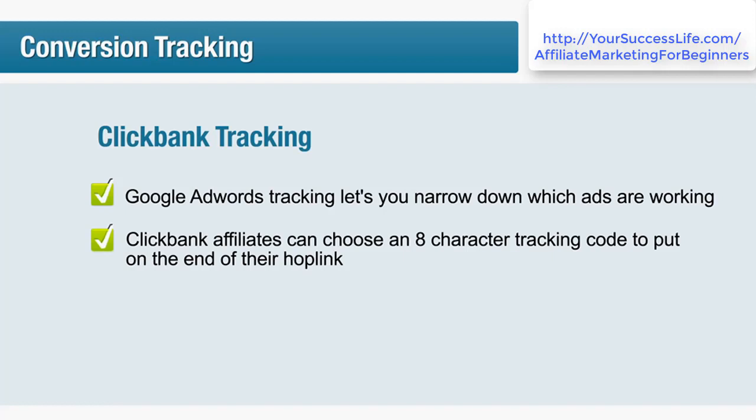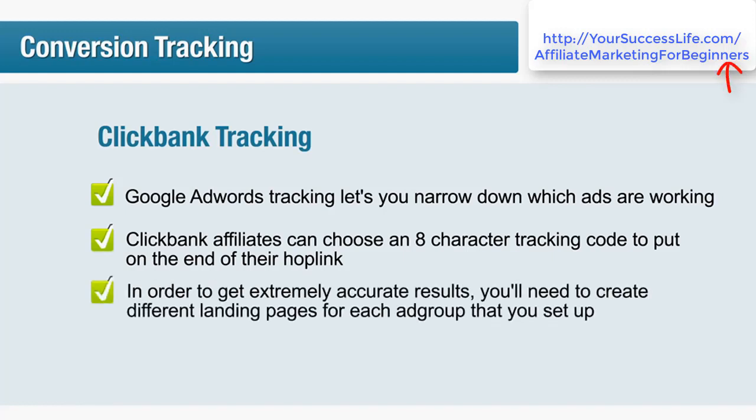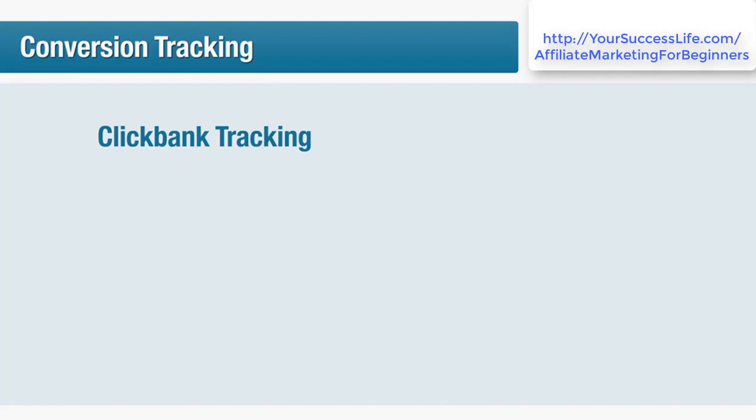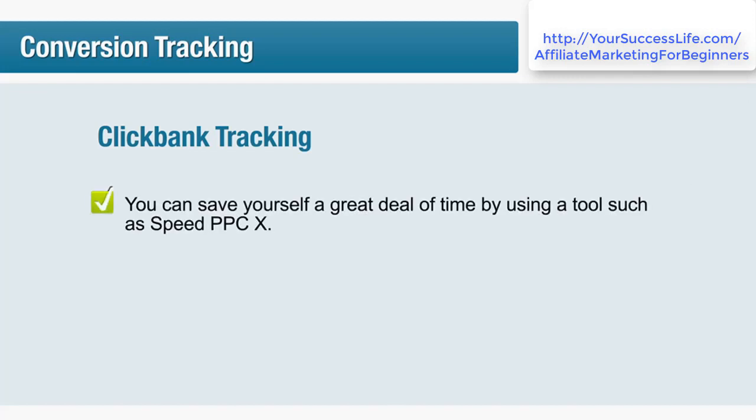Assuming that you own a website and are sending traffic to a landing page on that site before sending them on to your affiliate offer, this means that in order to get extremely accurate results, you'll need to create different landing pages for each ad group that you set up. Each landing page will need to have a different Clickbank tracking ID attached so that you will know which landing page generated the sale.